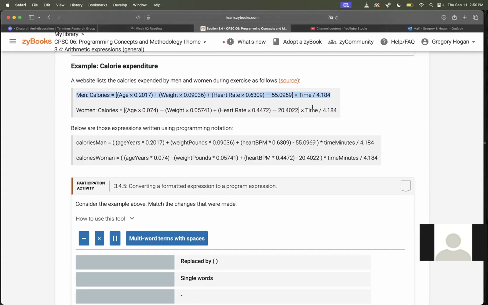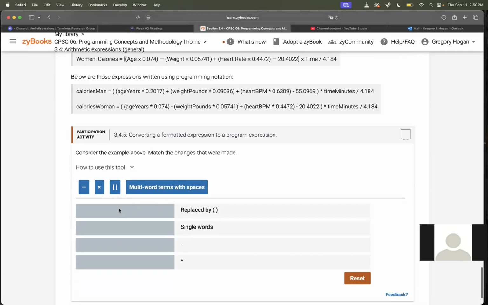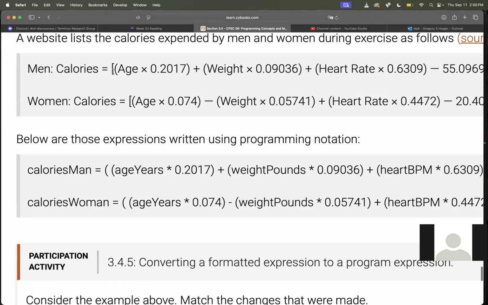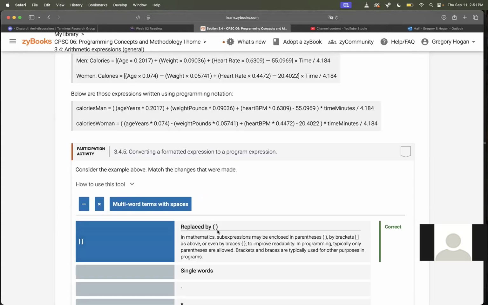So this is from a website, and they're saying this is in Java down here, or not just Java, just programming. So what did they do? We're just identifying what they had to do. The first thing they had to do was replace something with parentheses. If you look carefully, you'll see that here they have square brackets, but down here we have parentheses. We don't use square brackets the same way in Java. So the first thing that happened was they took these square brackets and replaced them with parentheses.